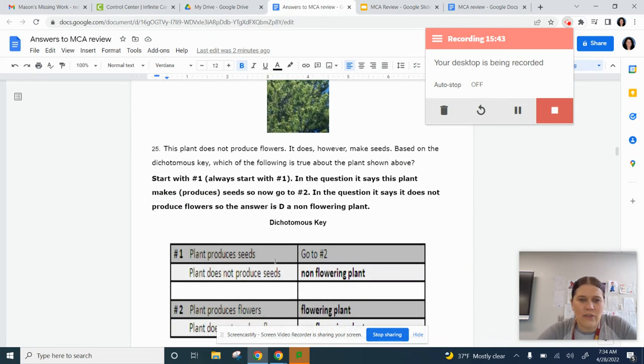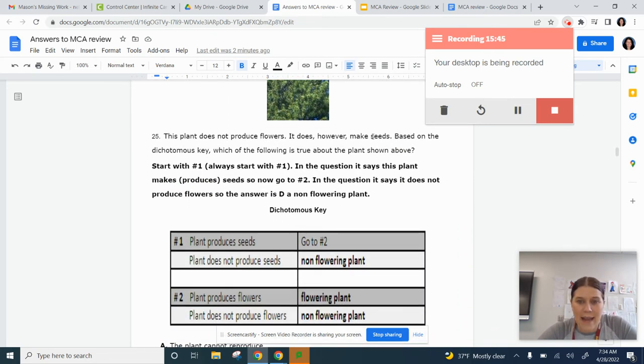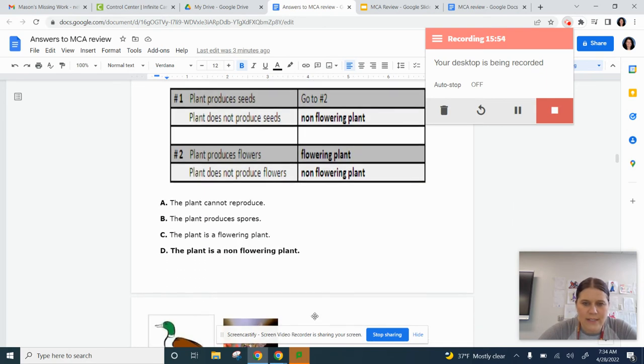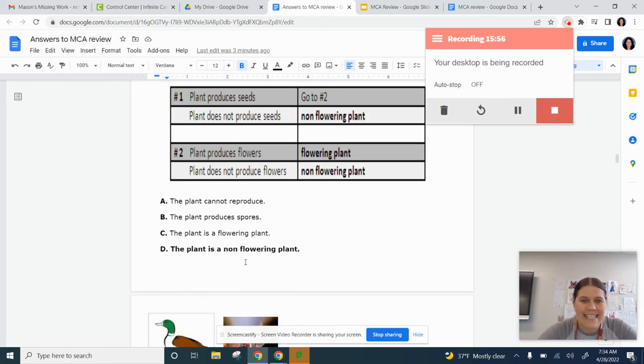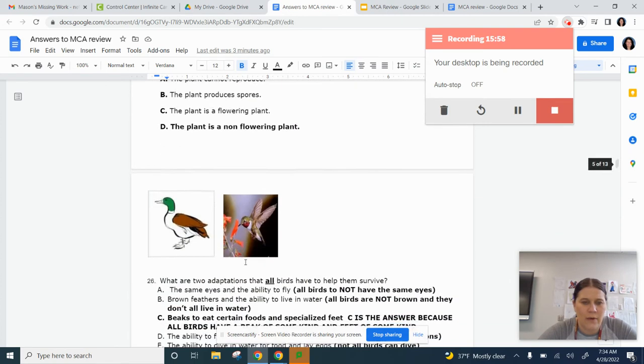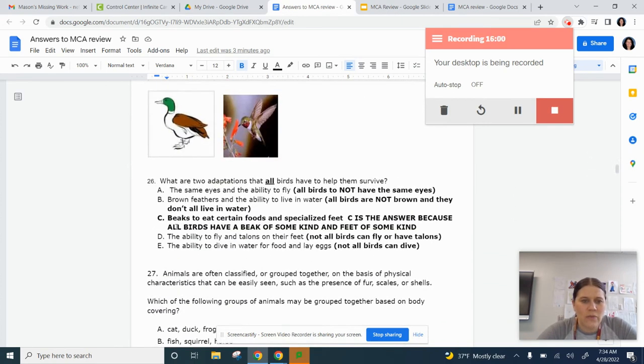All right, we have another dichotomous key. It says it makes seeds. So number 1 says it produces seeds. Go to number 2. It does not produce flowers. So it's a non-flowering plant, and that was D. D for 25. 26 should have been C.